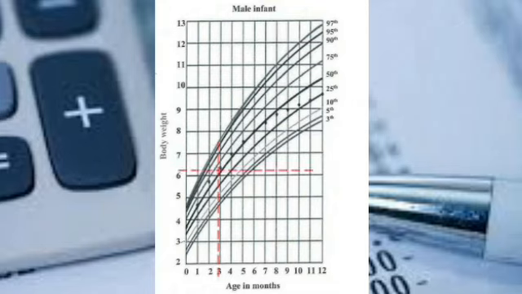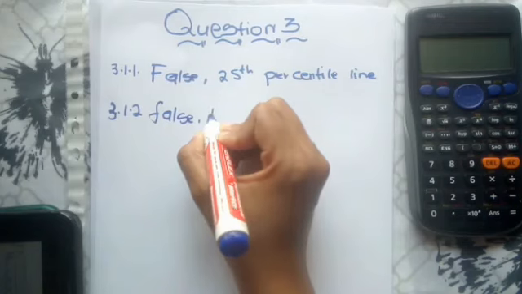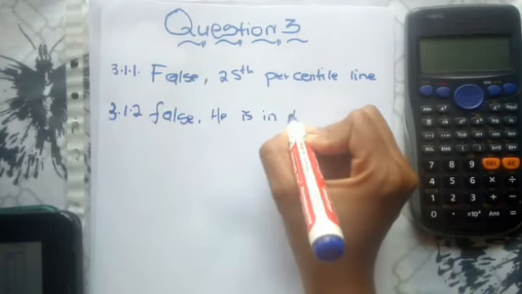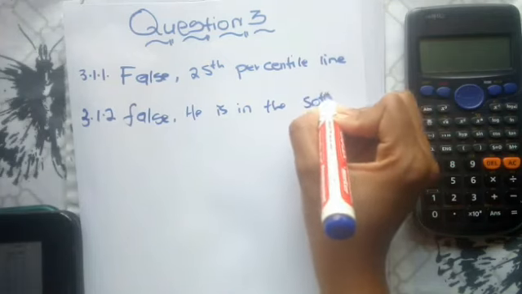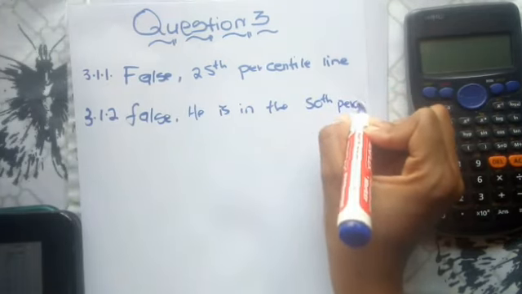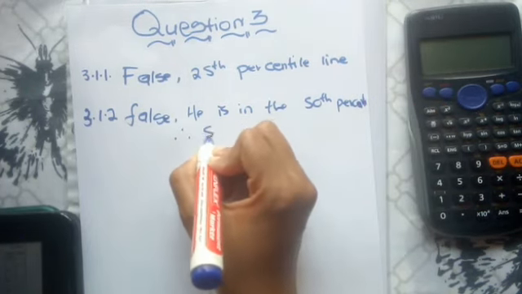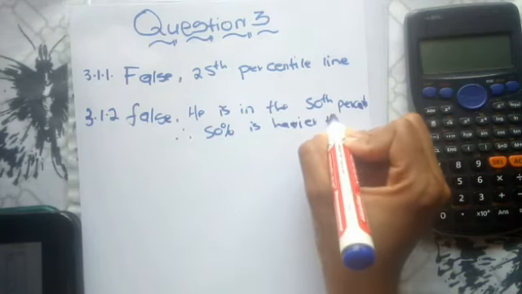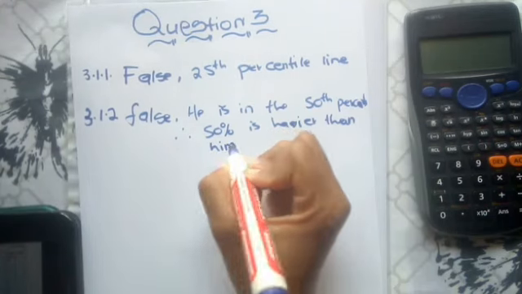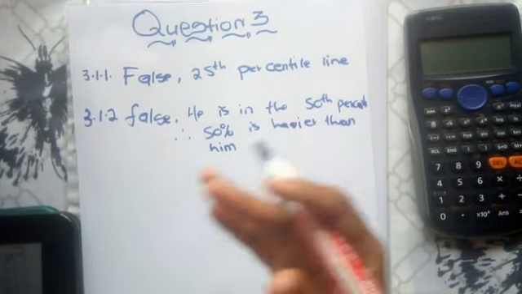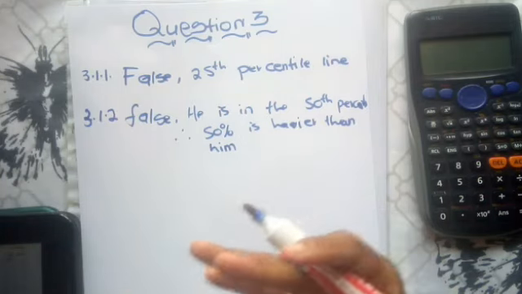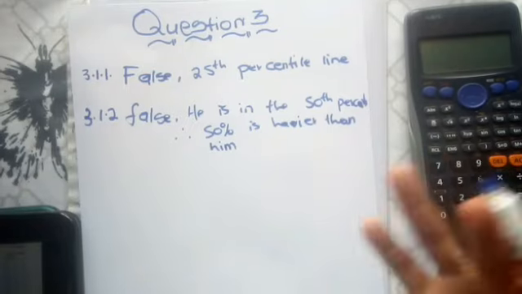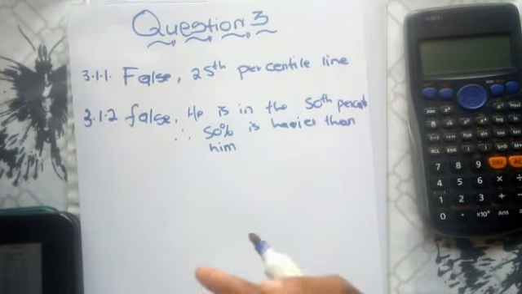And no, you can see that he falls under the 50th percentile, not the 90th percentile. So the statement then becomes false. He is in the 50th percentile. Therefore, 50% is heavier than him. How do I get this 50%? Because at the 50th percentile, it means you are at 50%. So 100 minus 50, you are left with the other 50. So 50% is heavier than him.